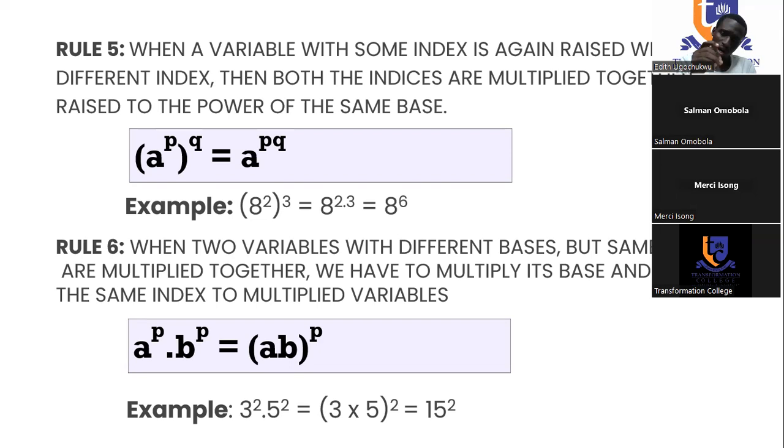Number four, open your bracket, 4 raised to power 2, close your bracket, raised to power 5. Then number five, 2 raised to power 4 times 3 raised to power 4.